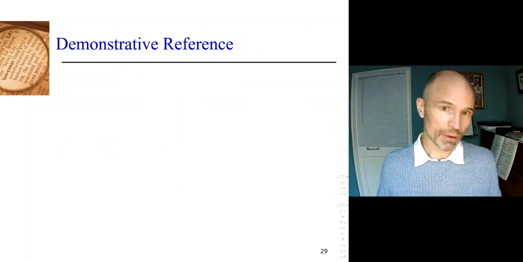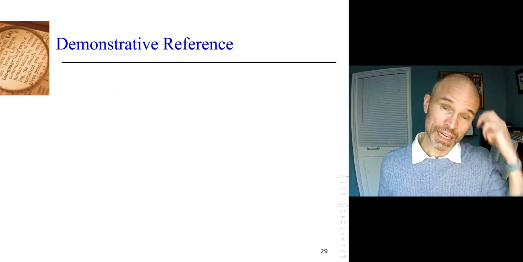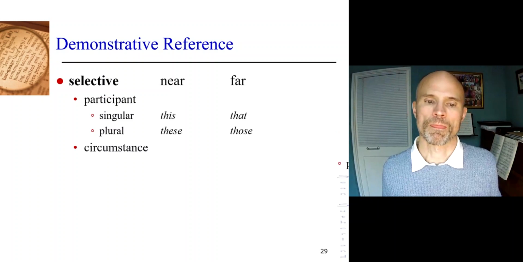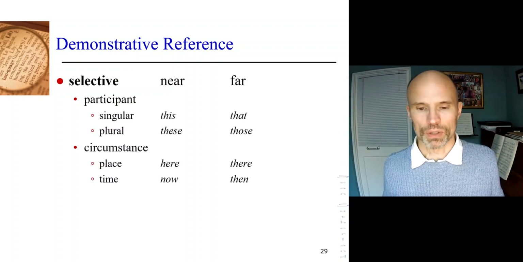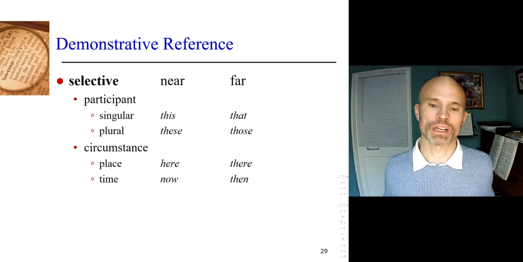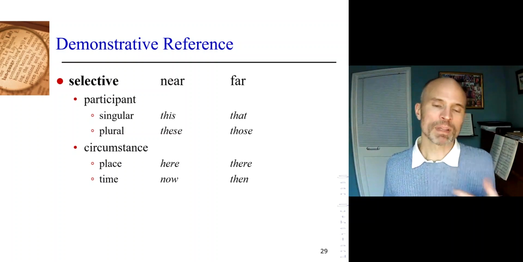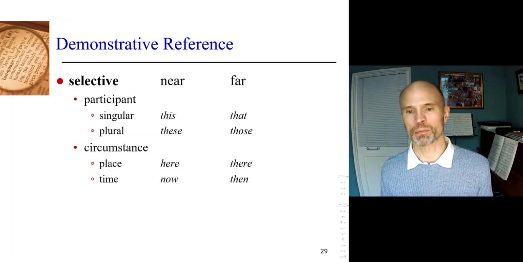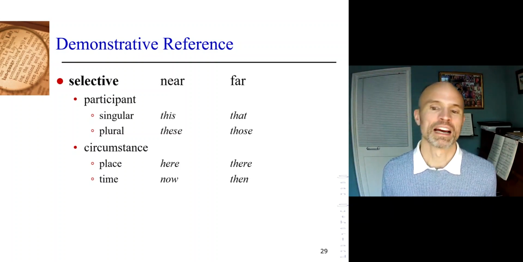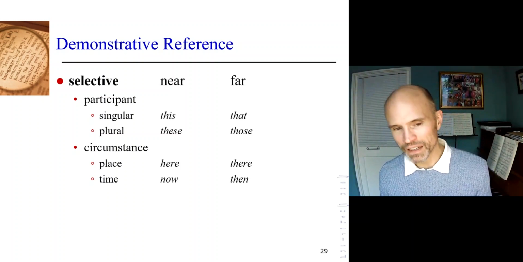Some more, remember now we're at the more advanced level, I think, of these concepts, some more advanced points about demonstrative reference. They're all selective. You have to choose, are they near or far, right? The demonstrative references, are they near or far? Some of them are singular and some of them are plural. This and that are singular. These and those are plural. This and these are near, that and those are far.